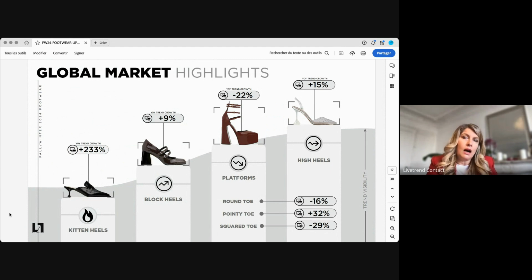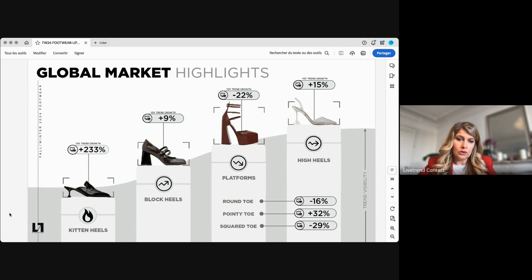A little information also about the toe of the shoes, because it's always important when you are designing shoes. We can see that most of the visibility is on round toes, but they are, as we say, stable, with a little decrease of 16%. Increasing at the other end are the pointy toes, by 32%. So they are very important in the market and forecasted to grow, as we have seen in the forecasting that Julia explained to you.